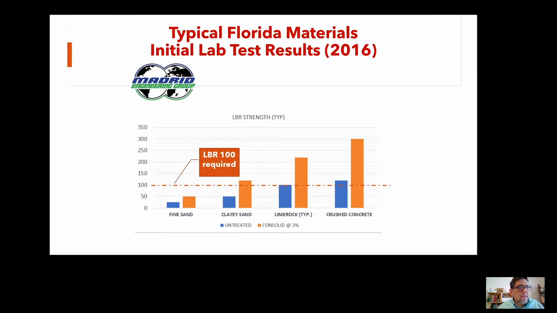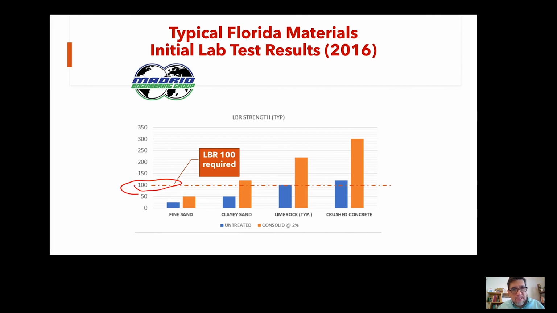We learned about Consolid and began our own testing in 2016 to find out if the claims were valid for typical Florida road construction materials. For roads in Florida, the LBR test, or lime rock bearing ratio, is the de facto used strength test. And a strength of 100, or an LBR of 100, is required for road base. You can see that right here. We're talking about the 100.